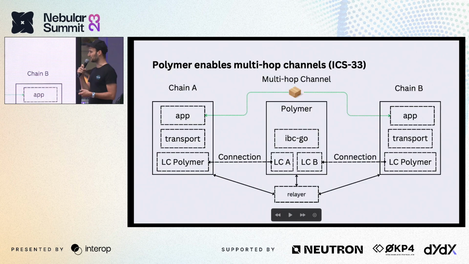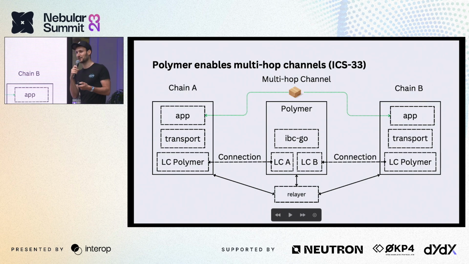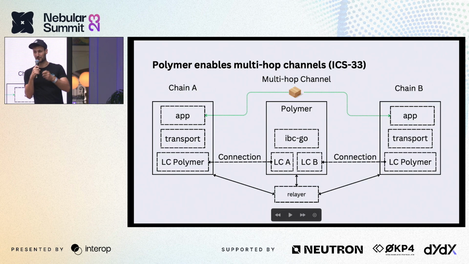And so when we think about the puzzle pieces that I showed you, the first one is Multihop IBC. This actually works also between multiple Cosmos chains.